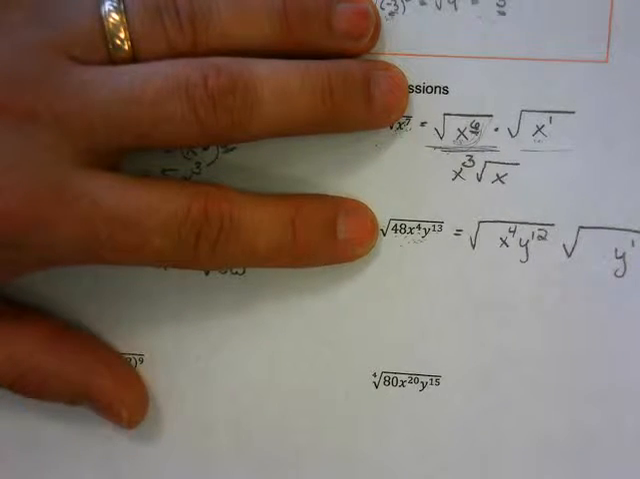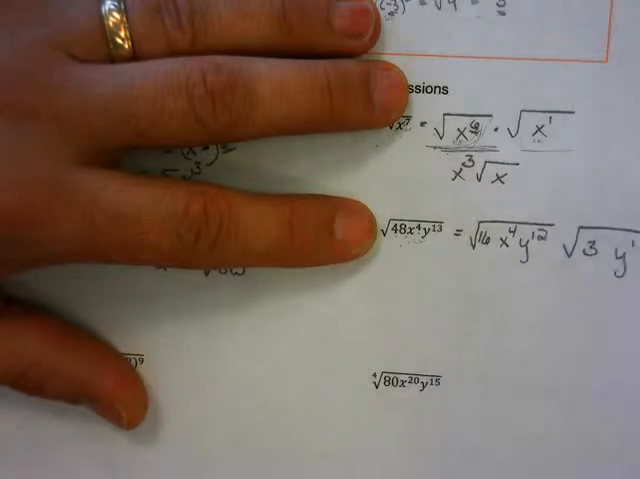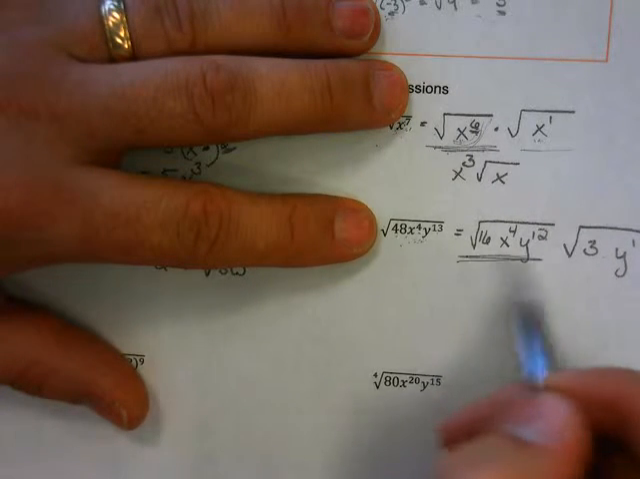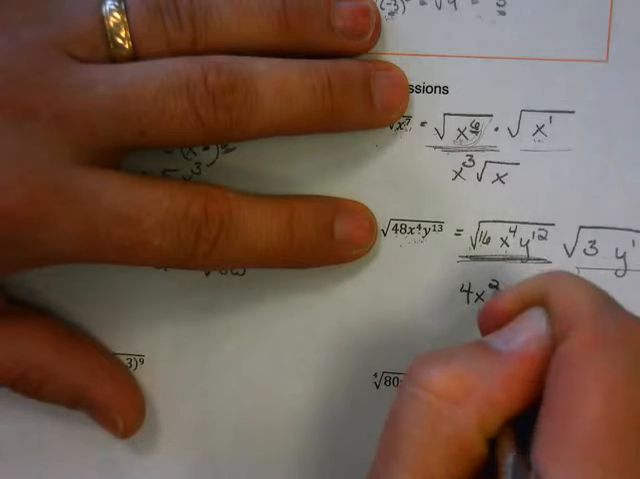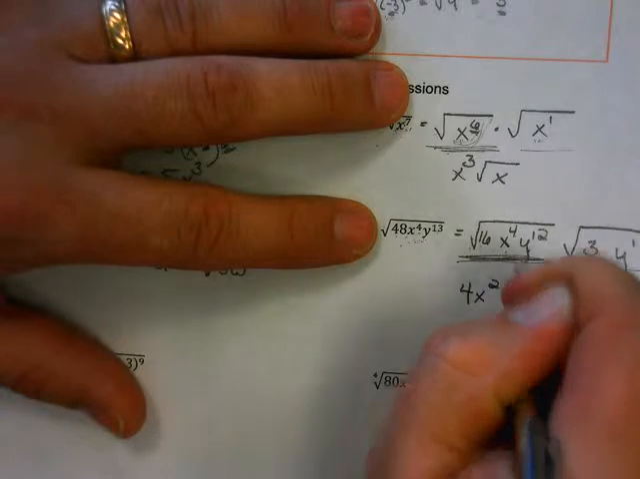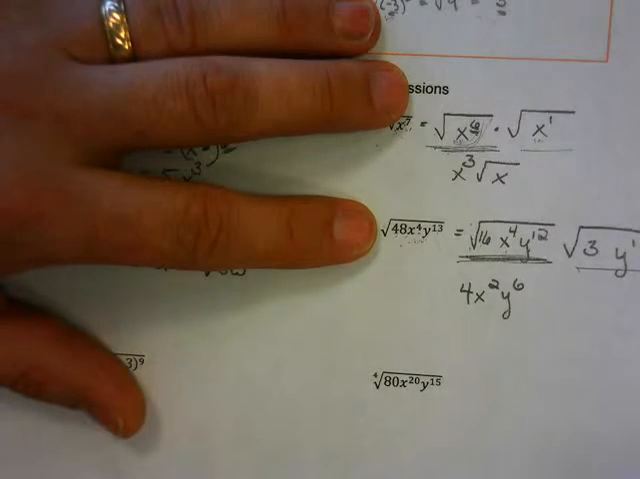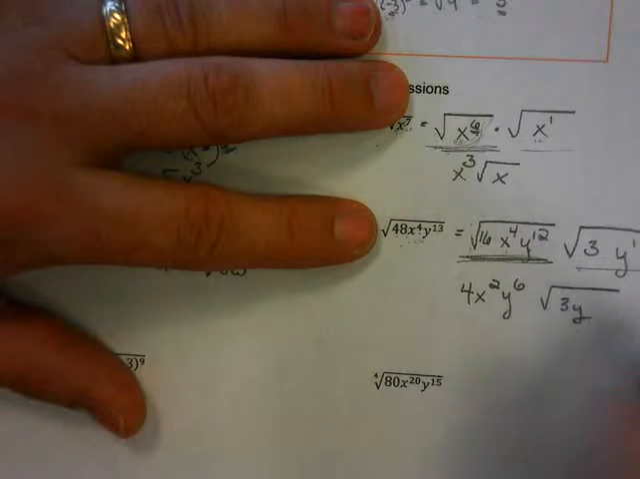But now what about 48? It's 16 times what? 3. So now this I can simplify further. This I can't. What's the square root of 16? 4. What's the square root of x to the 4th? X squared. What's the square root of y to the 12th? Y to the 6th. We're dividing these powers by 2. And then we still have the square root of 3y.